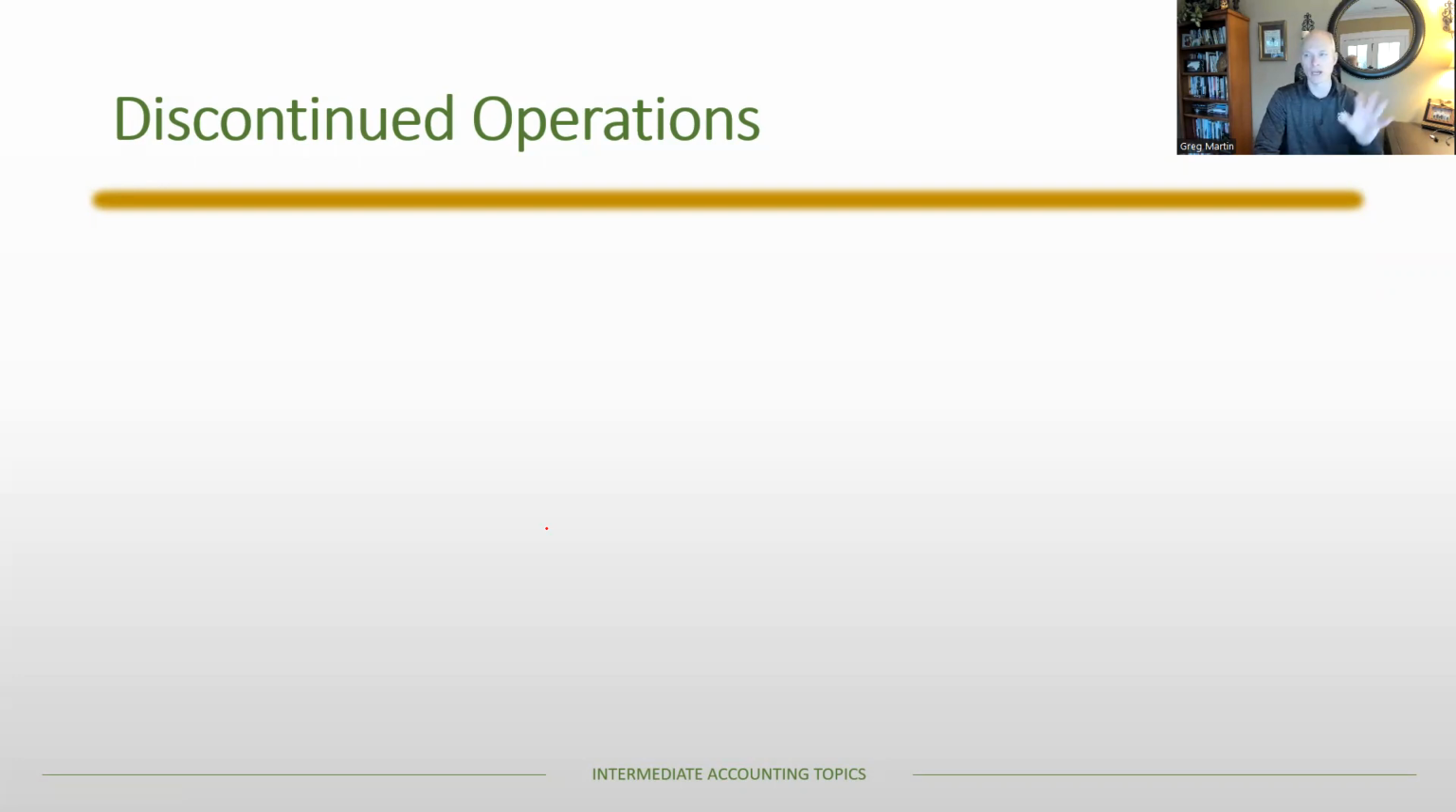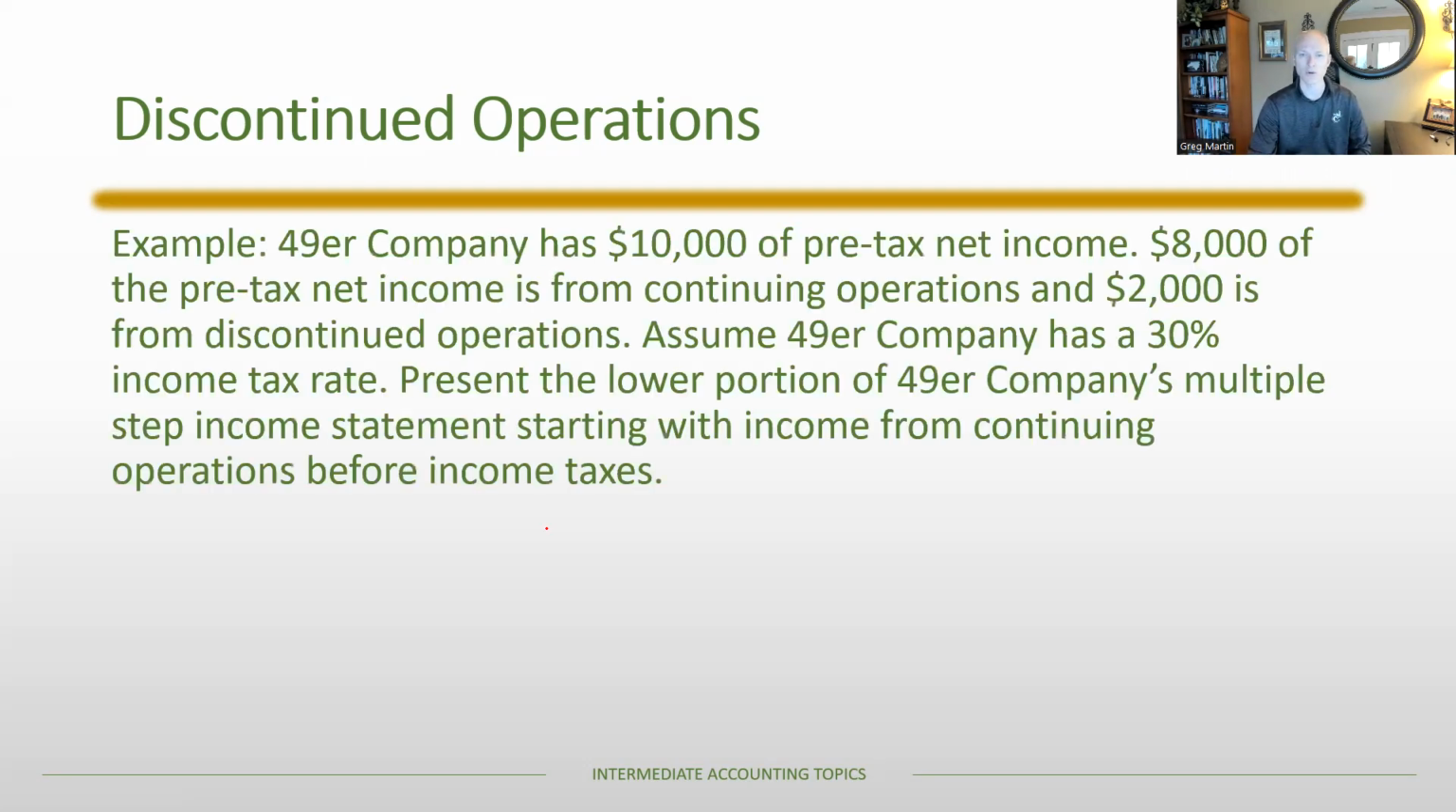Again, we talked about the income statement having two pieces. We have the continuing operations, which is the piece of the business that's expected to continue on. And then we have discontinued operations, which is a piece of the business that it will not be continuing on, obviously, from its name. Let's go through an example of how we might report this.